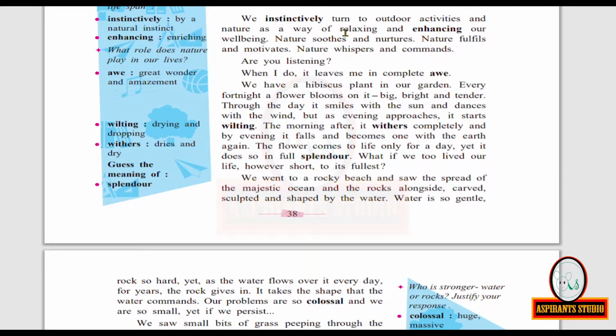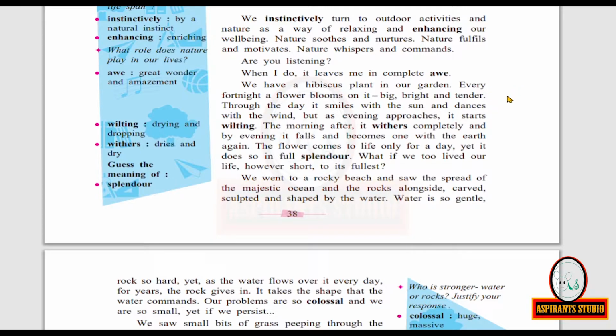We instinctively turn to outdoor activities and nature as a way of relaxing and enhancing our well-being. Enhancing means enriching. Instinctively means by a natural instinct. So, we naturally turn to outdoor activities and nature as a way of relaxing and enriching our well-being. Nature soothes and nurtures. Nature fulfills and motivates. Nature whispers and commands. Are you listening? When I do, it leaves me in complete awe. Awe means great wonder and amazement.